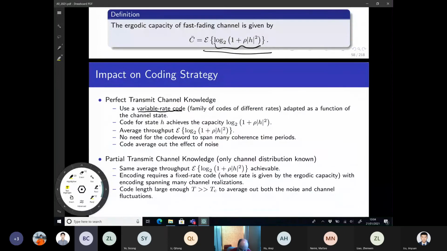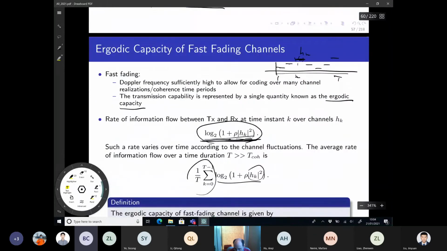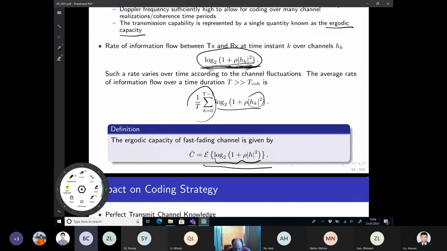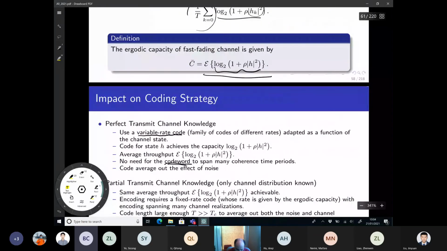Now your code here, what is important is that your code words will only span one realization of the channel. Right. So your code words do not need to be that long, because you don't need, strictly speaking, to encode over many realizations of the channel. You know your channel, and so you can adapt to that realization. So you could simply have a code word that is not that long, but its effect will be to average out the noise.